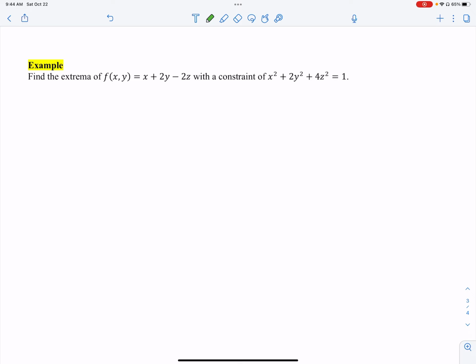Now, why this method is fantastic compared to the last section is, in the last section, what we would have had to do is solve this for one of my other variables, like z or x or y, and then plug it into here and then run the same method.